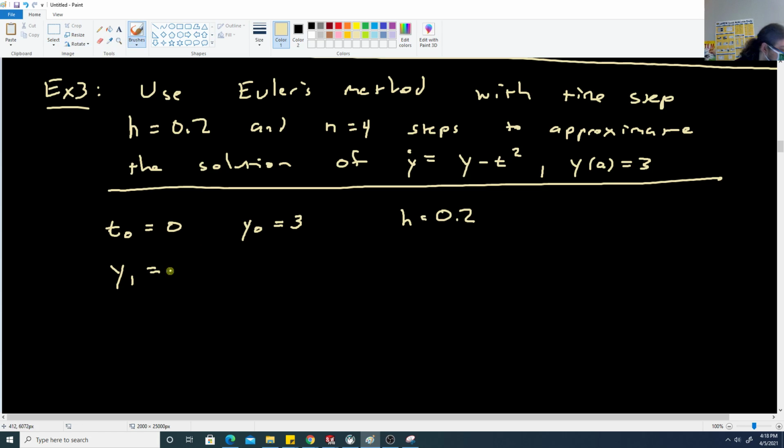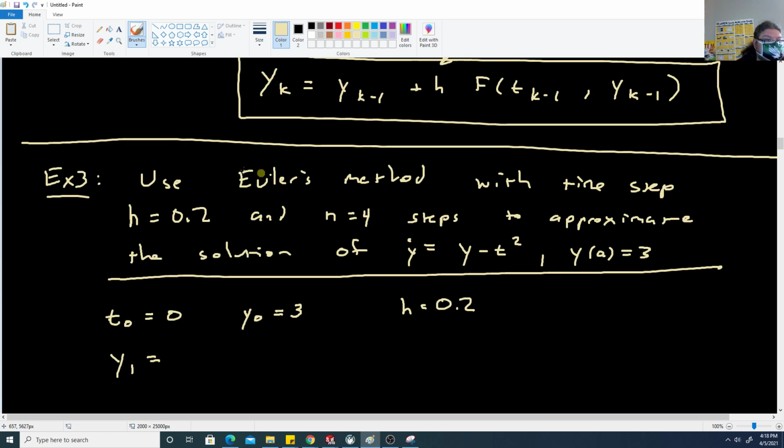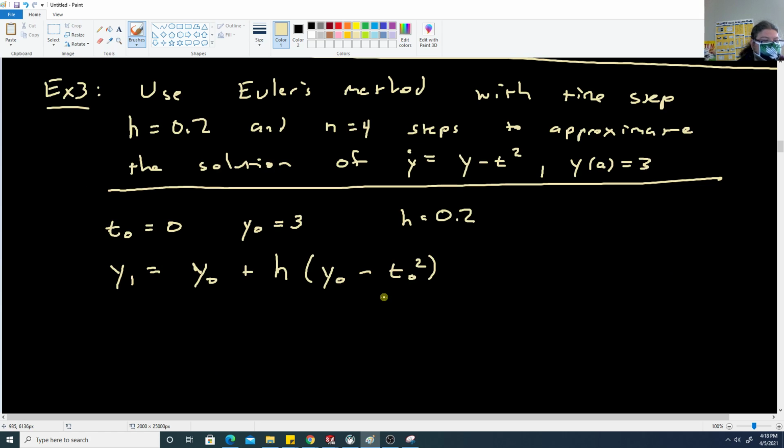So y1 is going to equal, from our formula, y of 1 minus 1, so that's y0, plus our time step. And then it's the function at 1 less than the current number you're on. So our function is y minus t squared. So this will be y0 minus t0 squared. So we use our equation here, and for the subscripts, we use 1 less than the number that we're on.